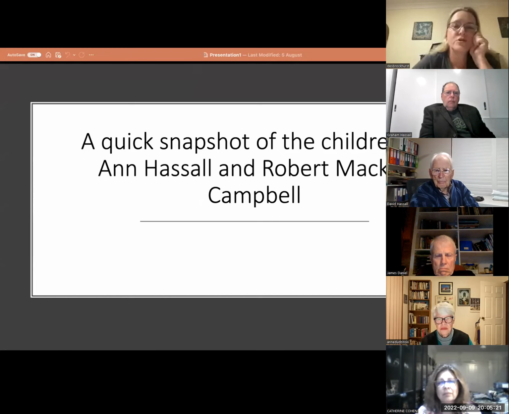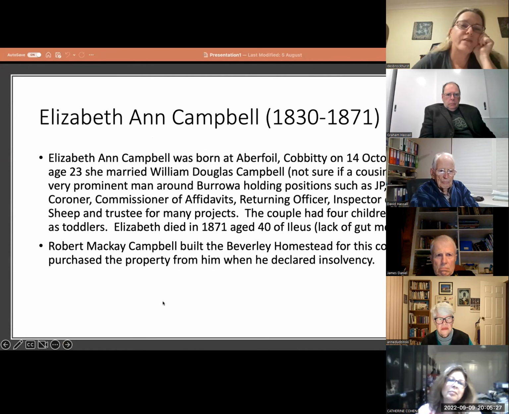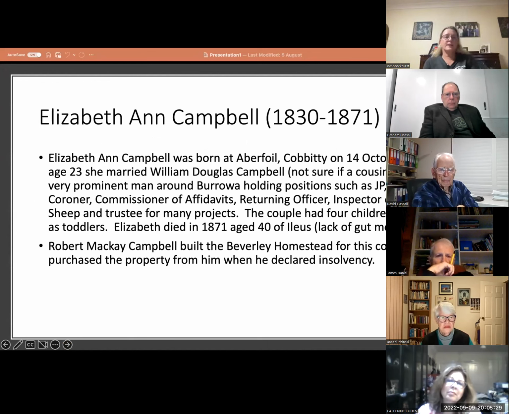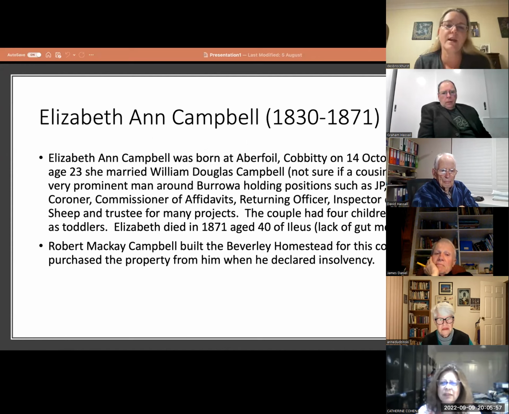So a quick snapshot of the children of Anne Hassall and Robert McKay Campbell. Their eldest daughter, Elizabeth, born in 1830 at Cobbity, married William Douglas Campbell. Now, I'm not sure if this Campbell is a cousin, or how he connects. I've got a few Campbell lines, but he is not connected to the uncle of Robert McKay Campbell. So it gets really confusing, and I apologise for that. This couple had four children, though two died as toddlers. Elizabeth died in 1871, aged 40, of ileus, from a lack of gut movement.